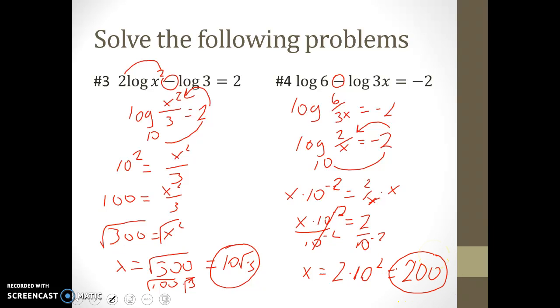And that's what we're going to be doing on our homework assignment for tonight, solving logarithmic equations. You have to remember that whenever you solve a logarithmic equation, you're going to have to, at some point, put it in exponential form. We'll talk to you more tomorrow.